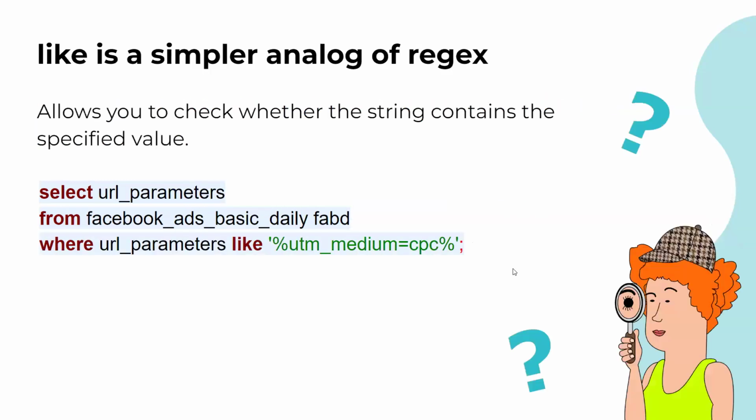And for a simpler analog of regular expressions, you can simply use the percent sign. This is what I was talking about in the last two sessions, the usage of the percent sign to identify that your condition is that it contains this word that is enclosed with the percent sign.